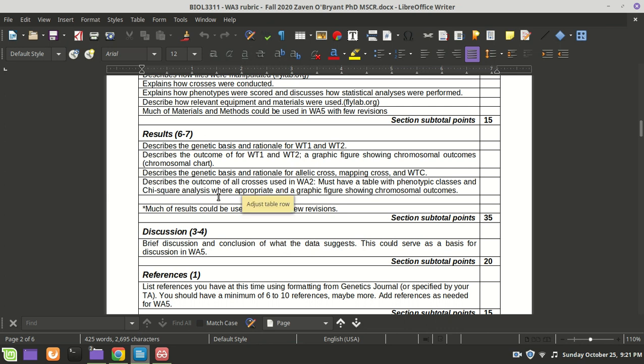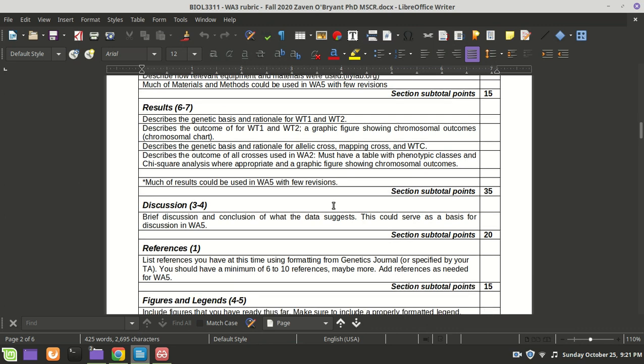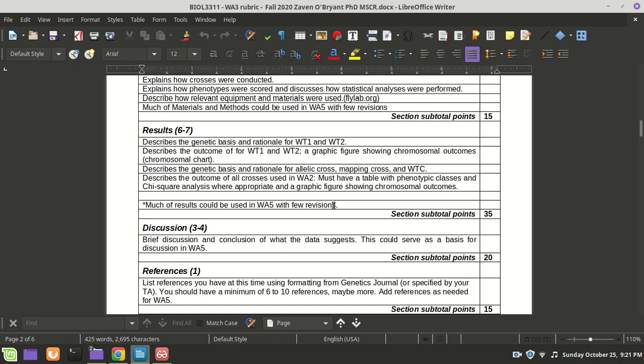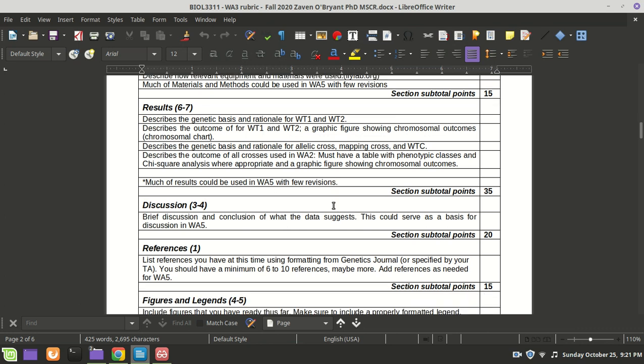These should go in your results. Put in the genetic basis for the rationale for your allelic cross, your mapping cross. Describe the outcome of your crosses. All right. What are your results? What did your numbers say? Mainly your mapping. The mapping is the important part.